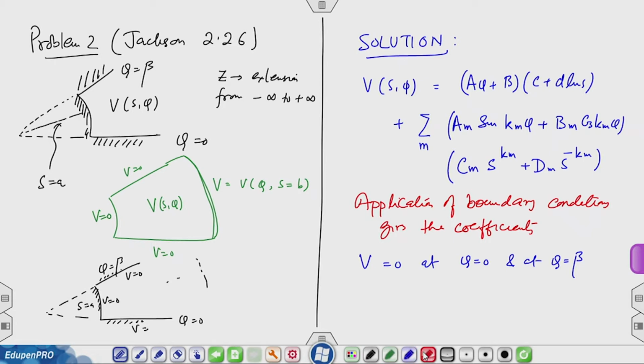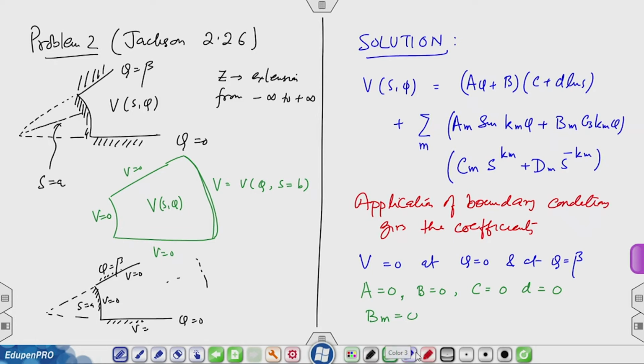It cannot have a linear term in phi, because that will increase from 0 to beta. It cannot have a log s term, because log s term will not be 0 at s equals a. So, I can easily write that a is 0, b is 0, c is 0, d is 0, b m will be 0, and that is it.